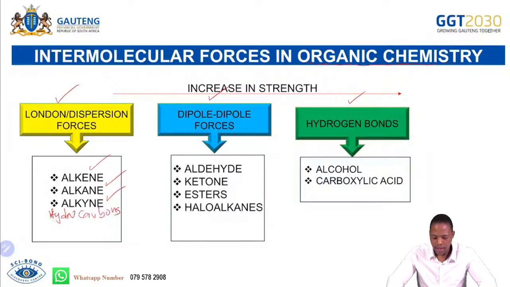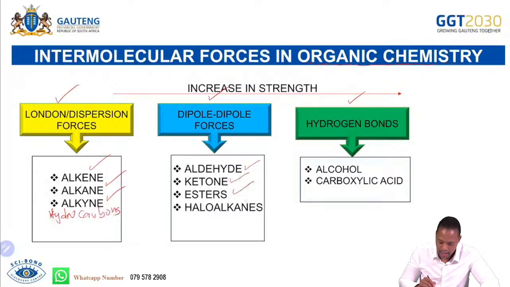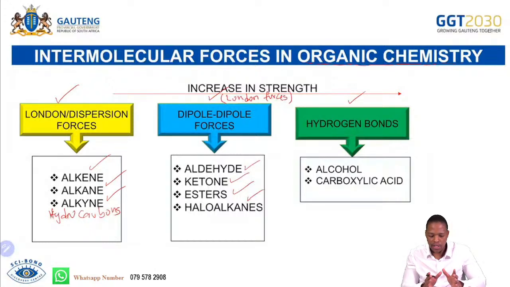Then we are going to say dipole-dipole forces. Where are we going to be finding the dipole-dipole forces? We will find the dipole-dipole forces in compounds such as aldehydes, ketones, esters, haloalkanes. Now, it is worth noting, grade 12, that these ones also have London forces. So why is it that I did not put London forces here? To avoid confusion. I just want you to keep it at the back of your head that London forces are also there in an aldehyde.